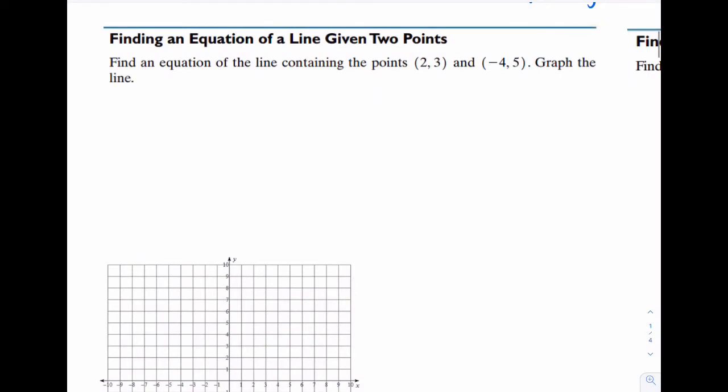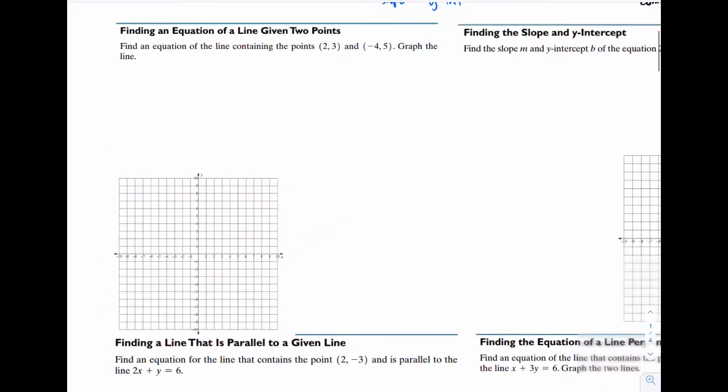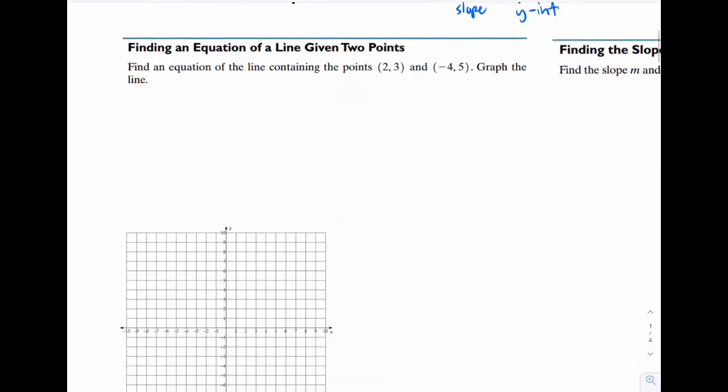First problem, find the equation of the line containing those 2 points, and graph the line. So I gave you a graph so you can see it as we go. To do this, let's first figure out the slope. So m, you can do this part in your head if you feel comfortable. 5 minus 3 over negative 4 minus 2. That would be 2 over negative 6. So that's negative 1 over 3.